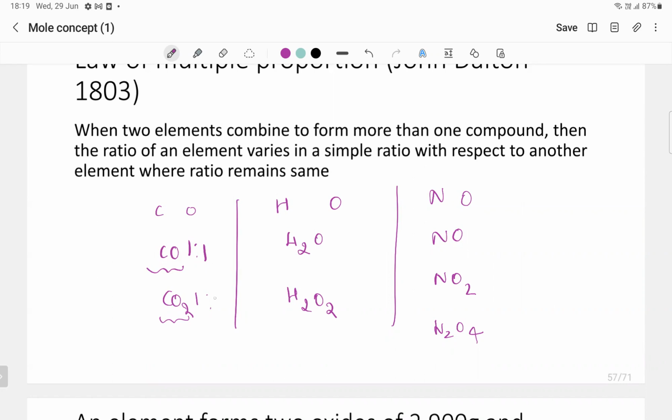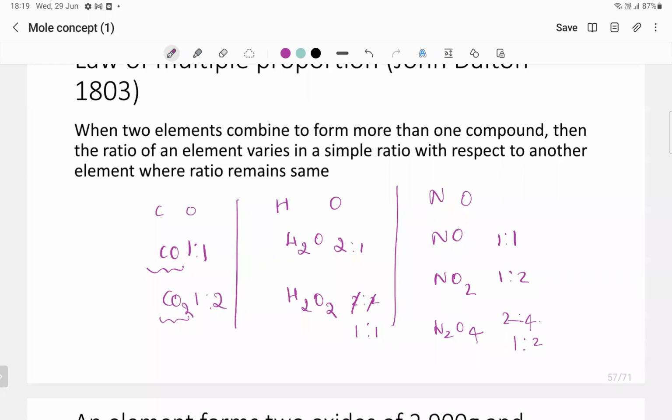Okay, so this is 1:2. This is 2:1. This is 2:2, further you can make it 1:1. This is 1:1, 1:2, 2:4, again 1:2. So everything is combined in a simple ratio. This is the law of multiple proportions. You know the law of multiple proportions. Let me read it and see.